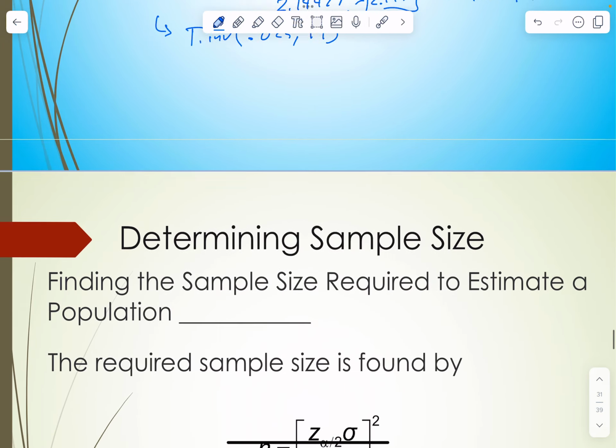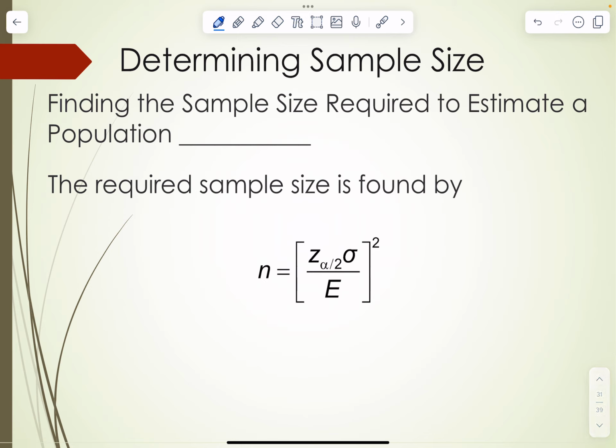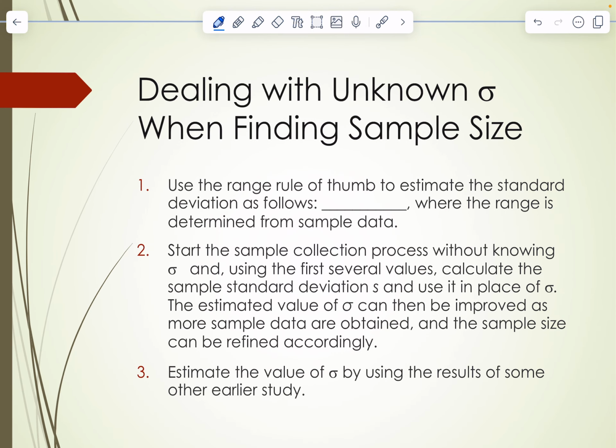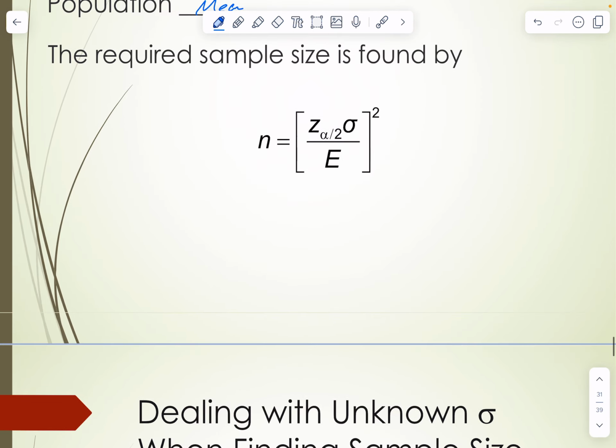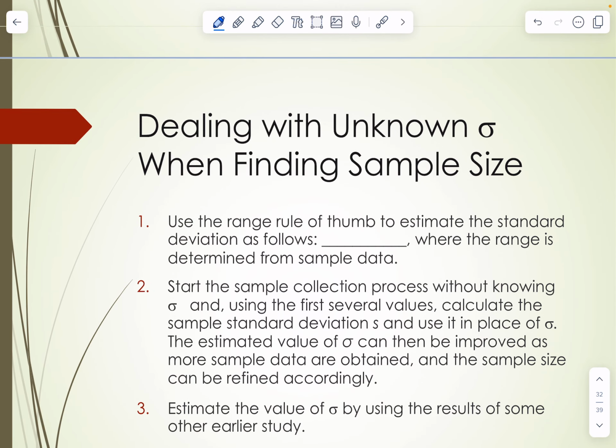Okay, determining the sample size now. Finding the sample size required to estimate a population mean. The required sample size can be found by this right here. Let's see. Dealing with unknown sigma, finding sample size. So there's a few approaches you can do if you don't know what sigma is. And remember, you haven't taken a sample yet, so you don't really have the sample statistic.